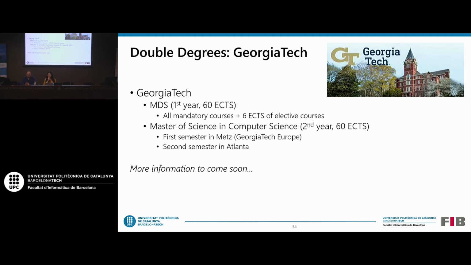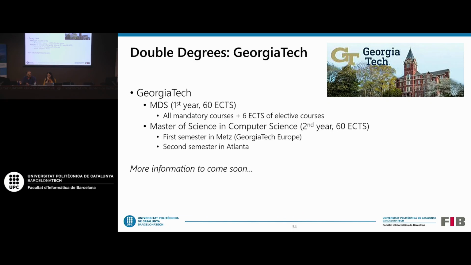Here it entails 2 mobilities. The first semester you will do it in Georgia Tech Europe, which is in Metz, in France. But then for the second semester you need to move to Atlanta, to the headquarters, and spend a semester there. Okay? This is not yet in the website because we just recently signed it.